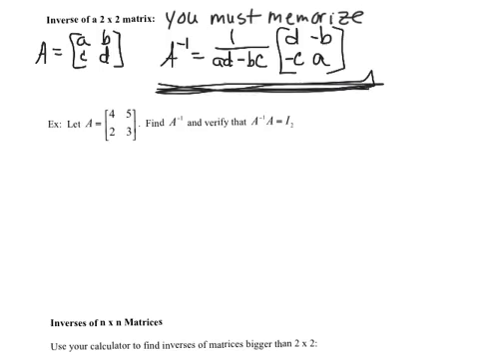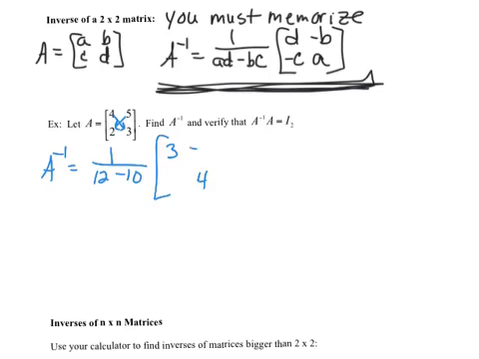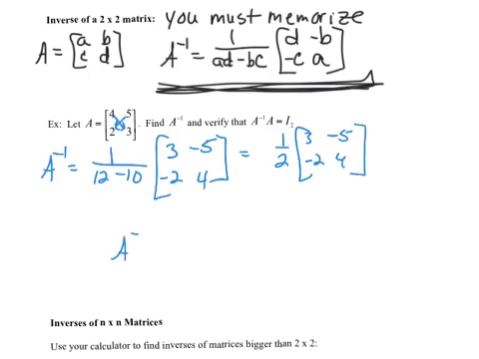So here's an example. We're going to let A be 4, 5, 2, 3. I want to find the inverse. And then if you multiply them together, you'll see that you will get the identity matrix back again. So to find the inverse, A to the negative 1, it's going to be 1 over 4 times 3 minus 5 times 2. And then on the inside, you're going to switch the 3 and the 4, and you're just going to negate the 5 and the 2. So this ends up being 1/2 times all that, which gives me A to the negative first.